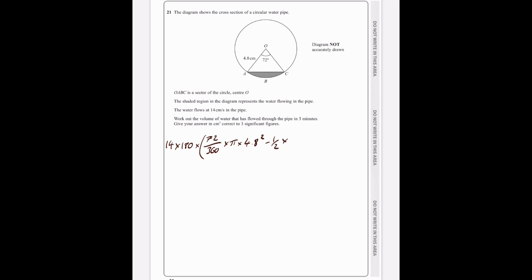To find the area of the segment, we find the area of the sector and subtract the area of the triangle above it. I'm just using standard formula here. Times them all together, 8,870 is the correct answer. So it's theta over 360 times pi r squared for the sector and half ab sine C for the triangle.